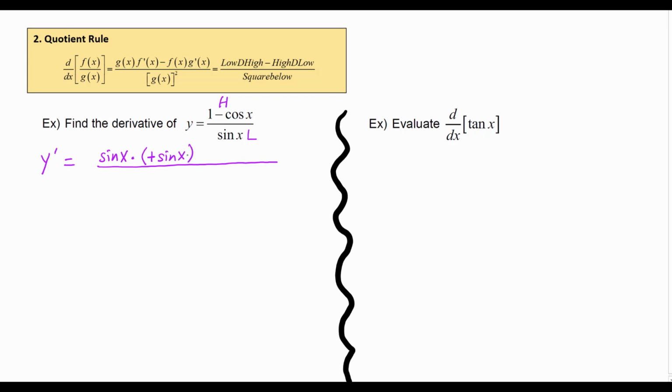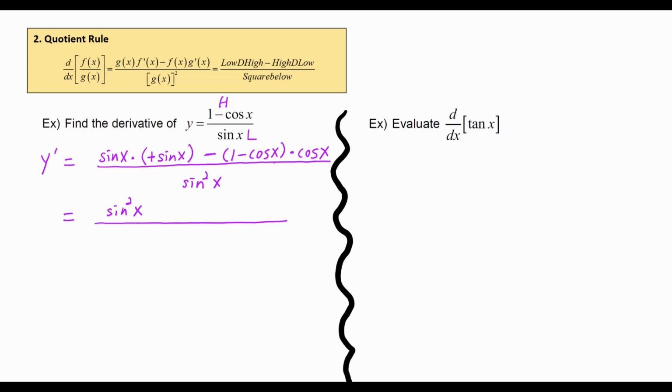So double negative made it positive. So low d high minus high. My high is 1 minus cosine x. You just write the high. D low. I need to write derivative of low, and derivative of sine x is cosine x over square below. And my below is sine x, so I need to square that. So I get sine squared x, which is equal to sine x times the sine x is sine squared x.